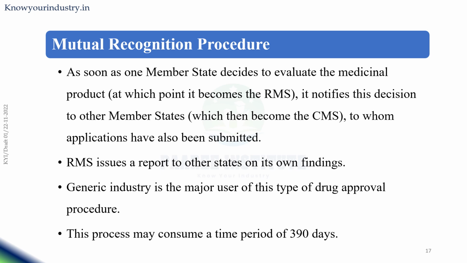The generic industry is the major user of this type of drug approval procedure. This process may consume a time period of 390 days. In the centralized procedure, we have seen that the time period was 210 days, and in this procedure it is 390 days.